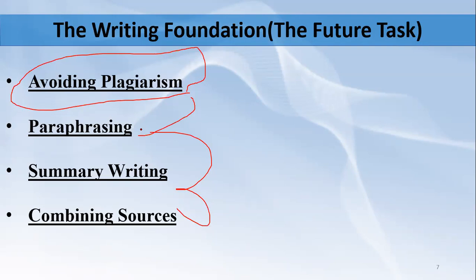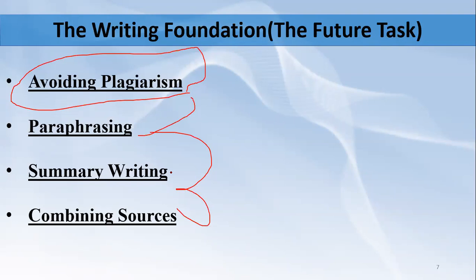How do we provide references, in-text citations? We have already discussed these things. According to Khan 2015, etc., if you remember those classes when we were discussing the in-text citations and bibliographical references. Then summary writing can also help us avoid plagiarism.